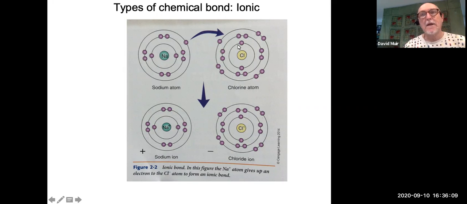Have a look here at chlorine. We'll count out the outside shell. 1, 2, 3, 4, 5, 6, 7. It only needs 1 to present a complete shell of 8 to the outside world.